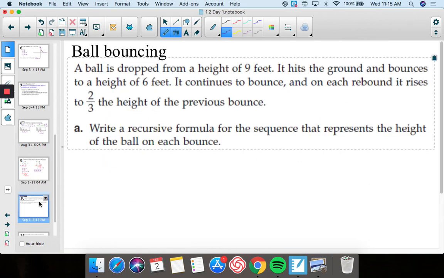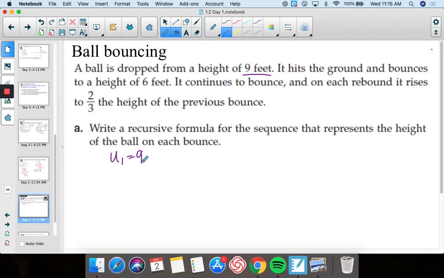Okay, last one here is a little word problem. So it says that a ball is dropped from a height of 9 feet. It hits the ground and bounces to a height of 6 feet. It continues to bounce, and on each rebound, it rises to 2/3 of the height of the previous bounce. We are going to write a recursive formula for the sequence that represents the height of the ball. Okay, well, the ball is dropped from 9 feet. So that tells you right away that your first term, remember recursive formula, you always name your first term. So our first term is 9. So it's starting off at 9 feet.